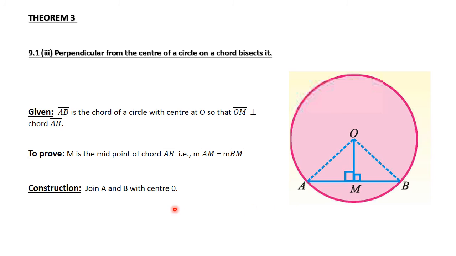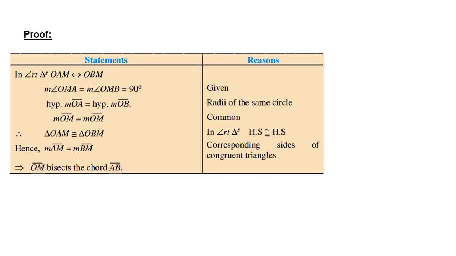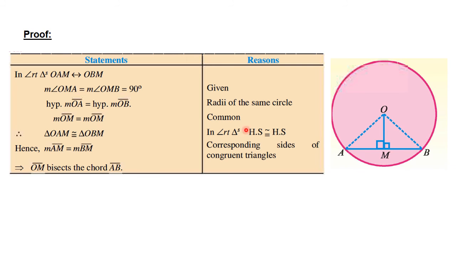Now students, construction: join A and B with center O. Now we have joined the point O with A and point O with B. Now students, we are going to prove the theorem with the help of statement and reasons. Now students, look at the diagram. Here are two triangles, triangle OAM and triangle OBM, and there is a correspondence between the triangles. Here measure angle OMA is equal to measure angle OMB, which is equal to 90 degrees, because OM is perpendicular to AB. It is given in the statement.